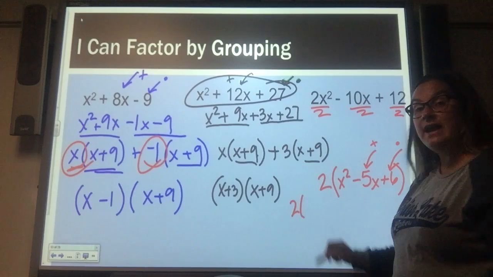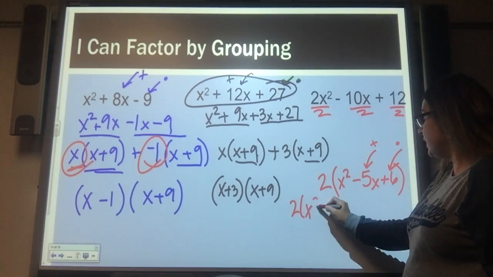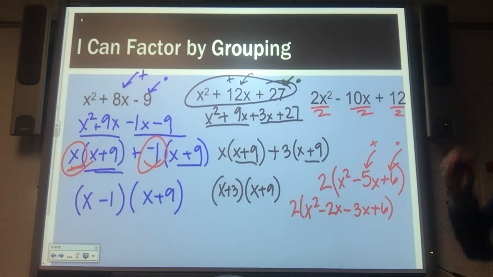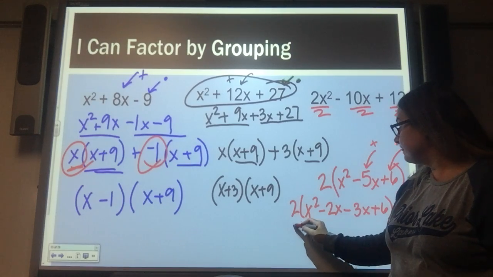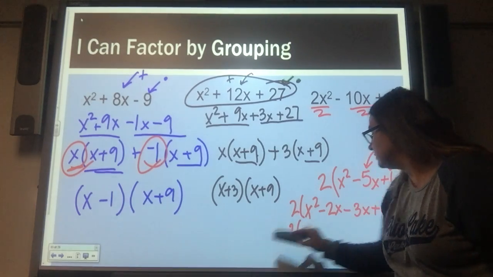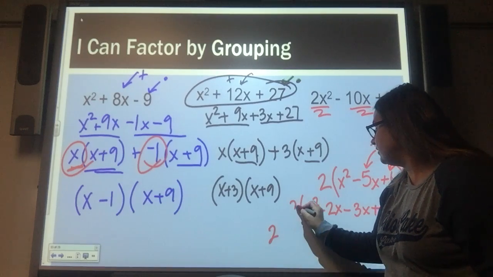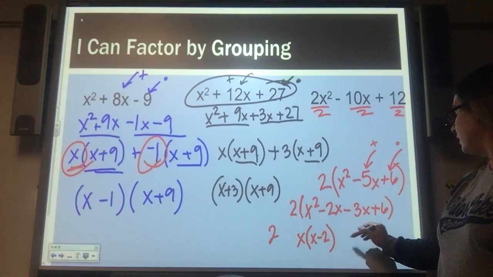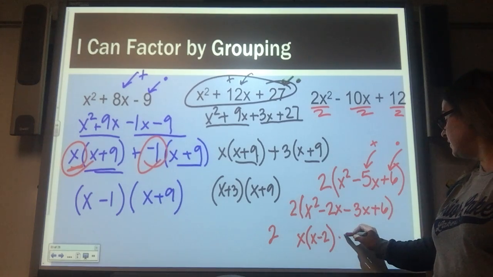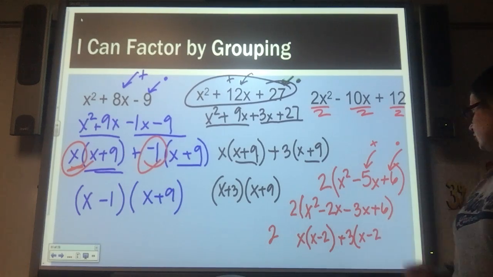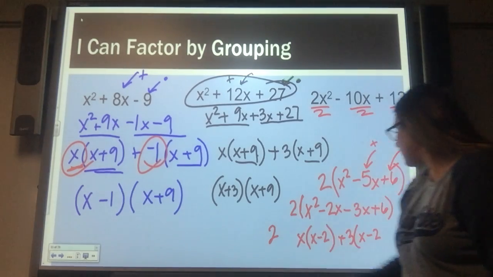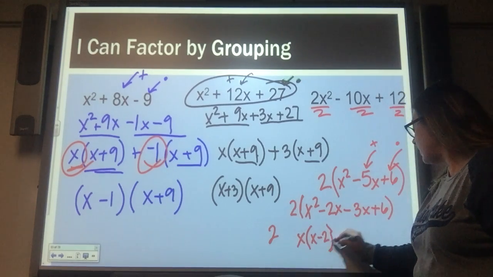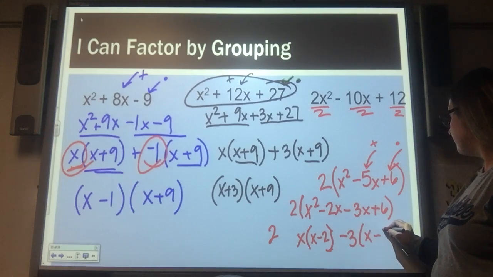I'm going to leave that 2 on the outside because I can't forget it, and I'm going to have x squared minus 2x minus 3x plus 6. And I'm going to break this down. I'm going to leave that 2 just kind of sit out there for right now. These have an x in common, so x minus 2. These have a 3 in common, so x minus 2. Nope, that's not right. This should be a negative out here. That's where I made a mistake. We're going to take out a negative 3, so we get x minus 2.